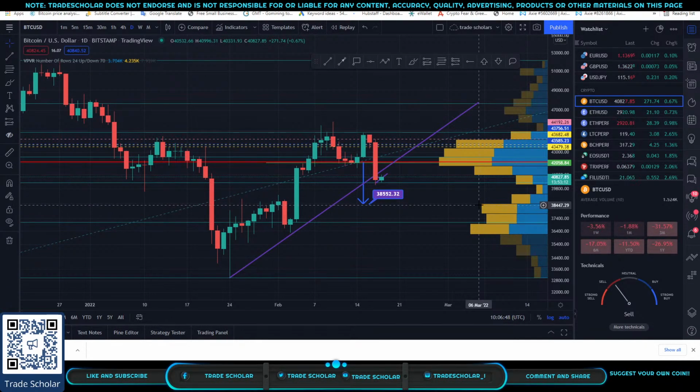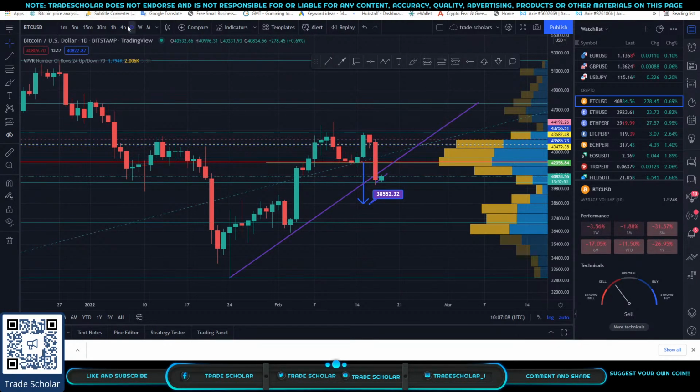So we might find support at 38,552 and then go again to the upside. Okay, but we don't want to see that kind of move, but we cannot dictate the market. We are only showing you what the market is telling us. Okay, so this is VPVR for you.